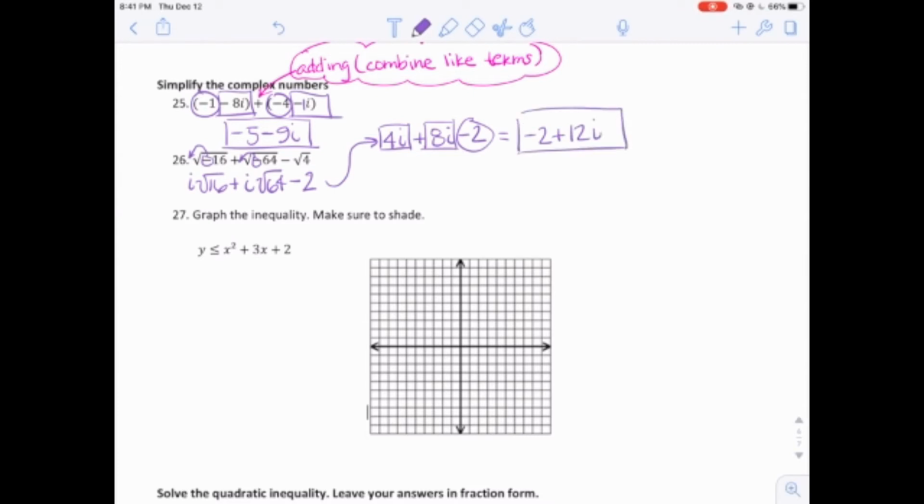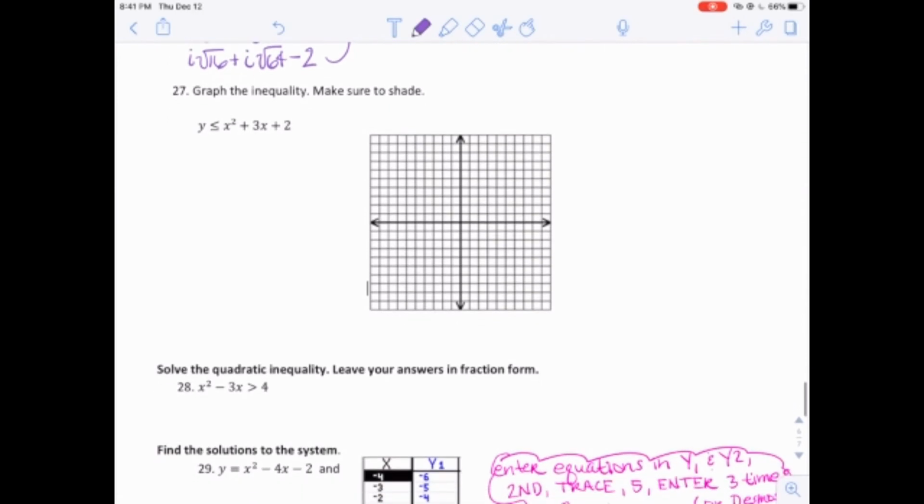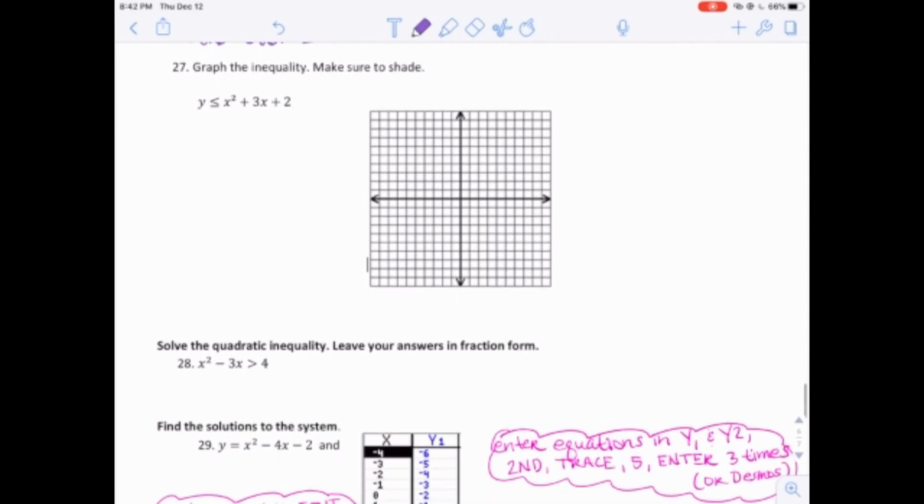All right, Number 27 asks us to graph the inequality and to make sure to shade. Remember, inequalities have shading. This is a quadratic inequality. We can do this one of a couple ways. One is that we can plug in values for x and see what y is and get some points. We also know that our y-intercept immediately is at 2. This is my y-intercept because this is in standard form.